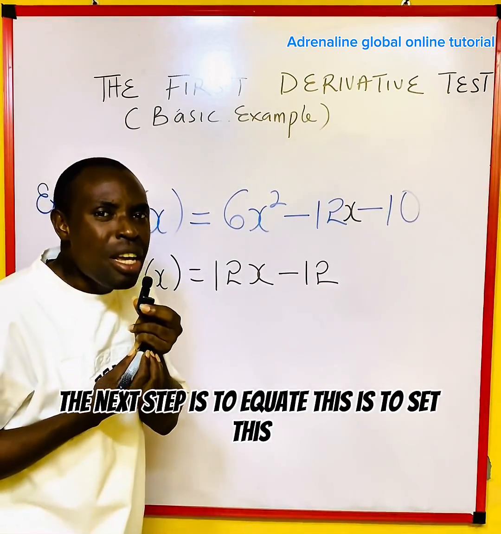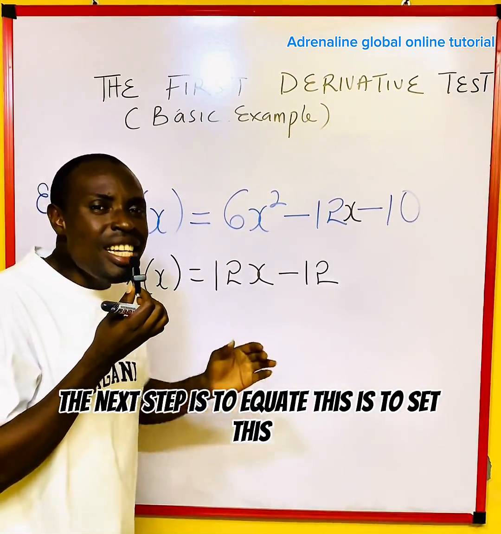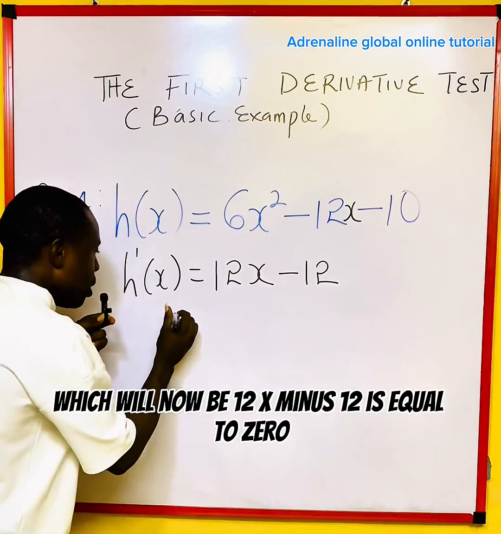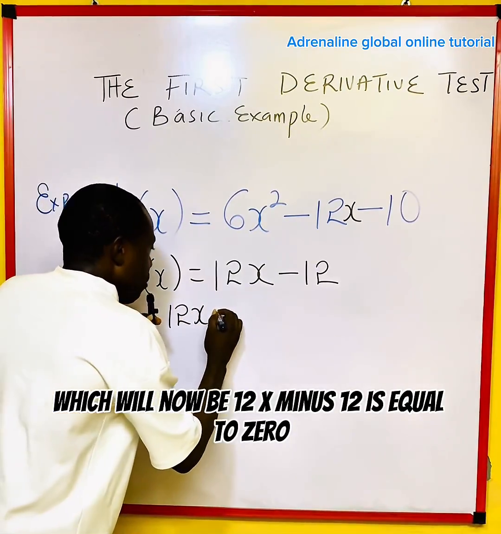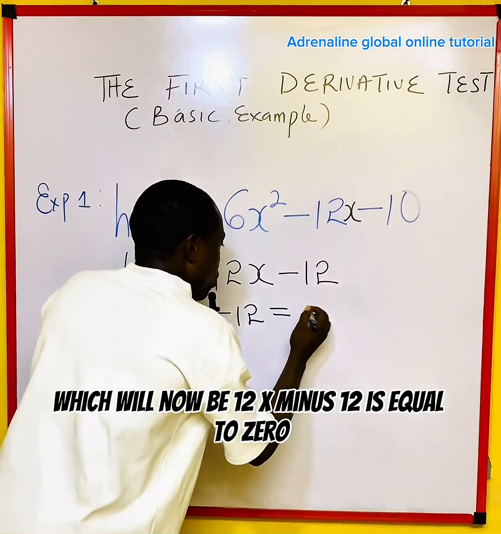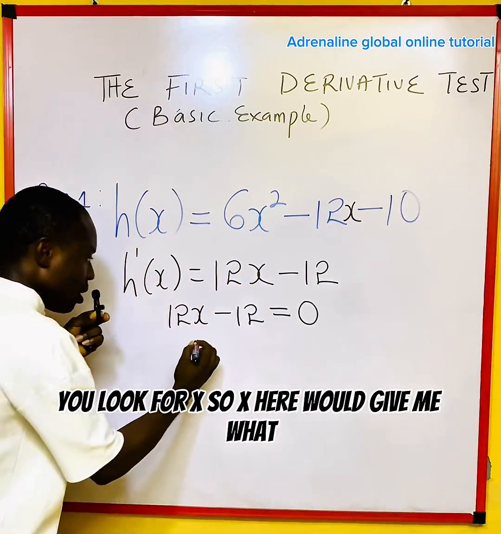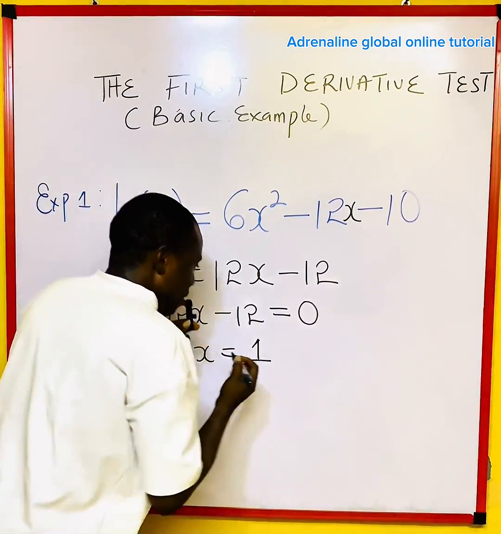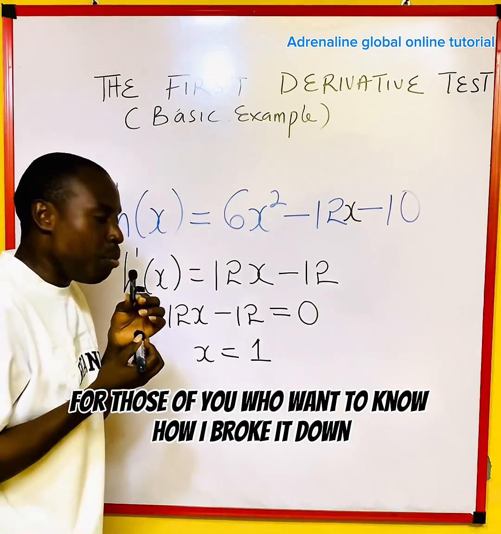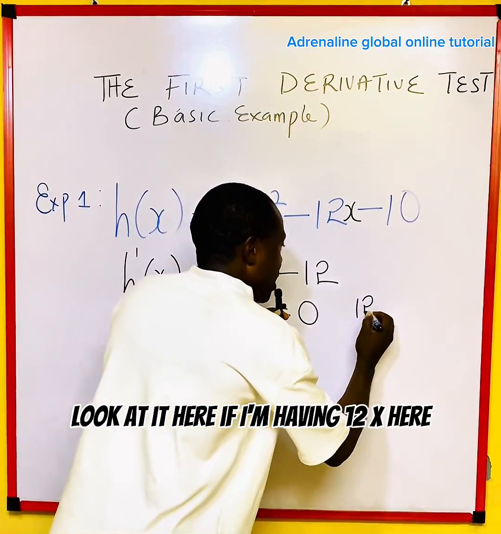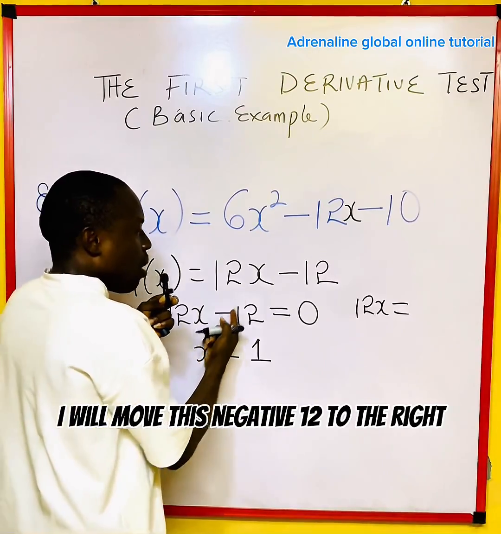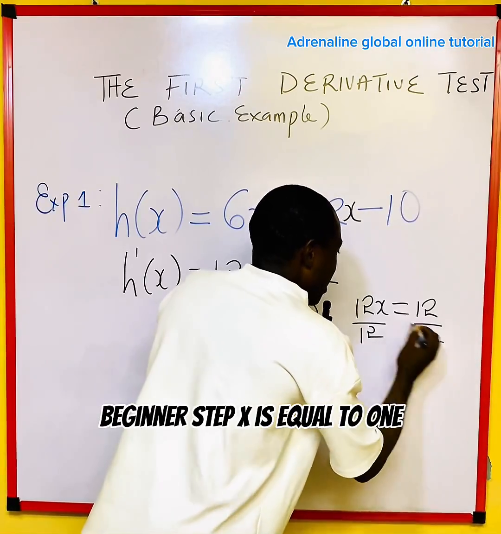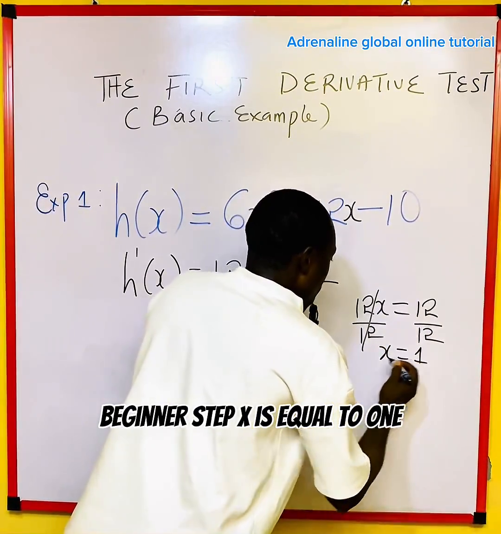The next step is to set this derivative to 0, which will now be 12x minus 12 is equal to 0. We look for x. So x here would give me 1. For those of you who want to know how I broke it down, look at it here. If I'm having 12x here, I will move this negative 12 to the right. It will give me 12. Divide both sides by 12. Beginner step, x is equal to 1.